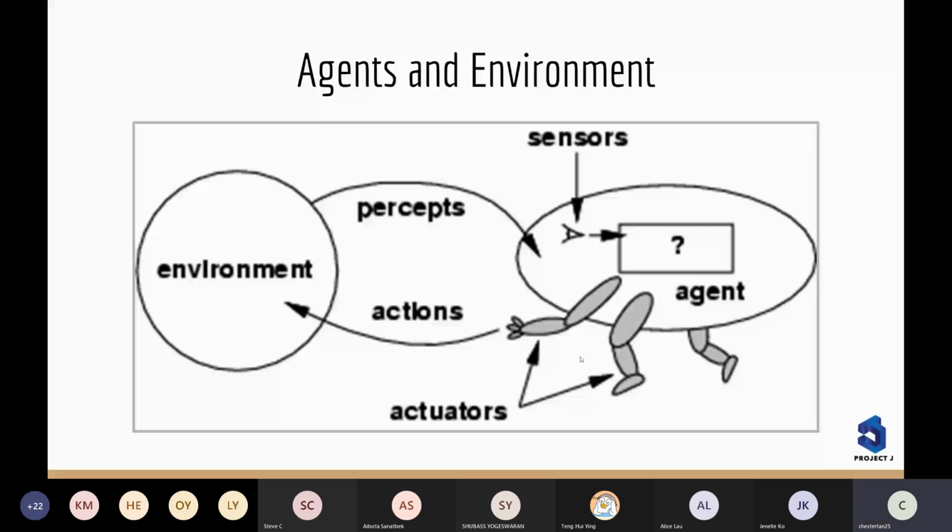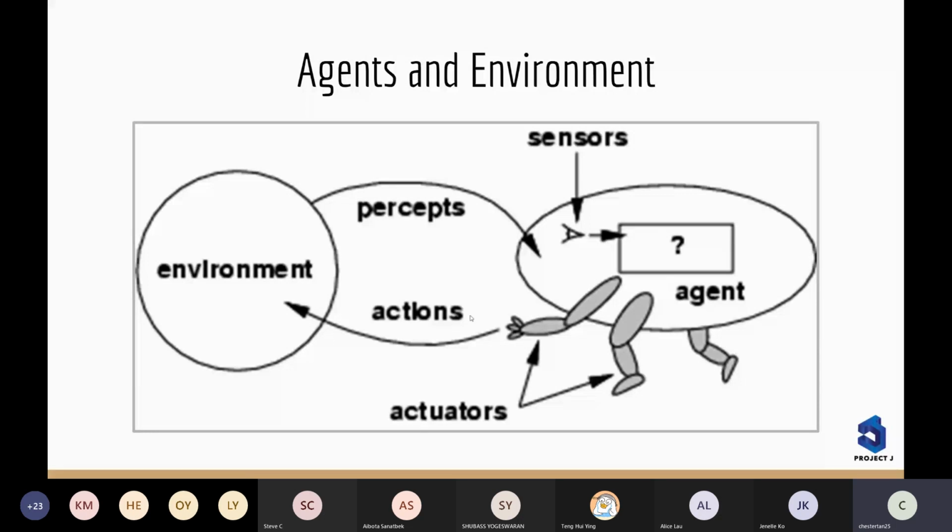And the actuators are something like our arms, legs, and something like that. We can use these actuators to carry out actions to change the environment. For example, we can use our leg to move, or use our hand to move something from A to B in the environment. So this is what is called an agent.